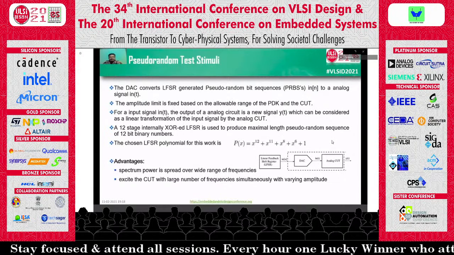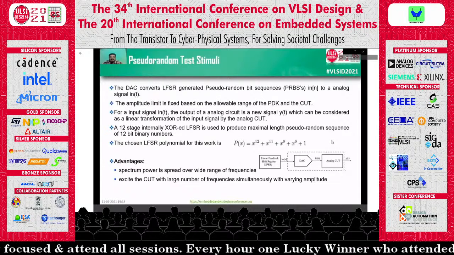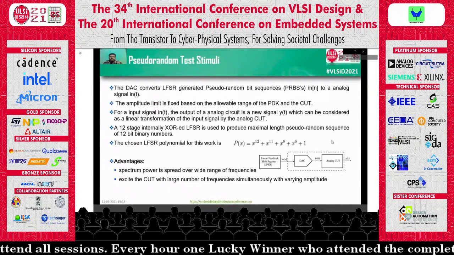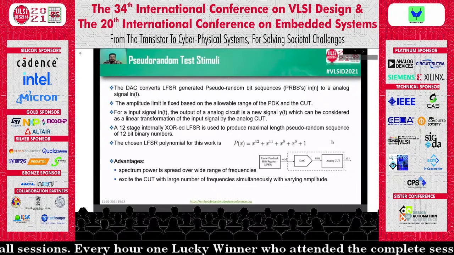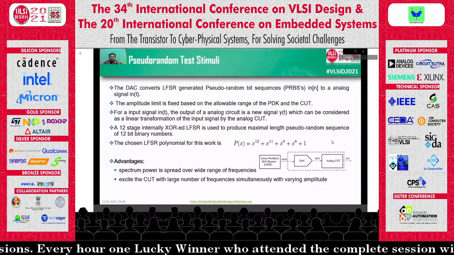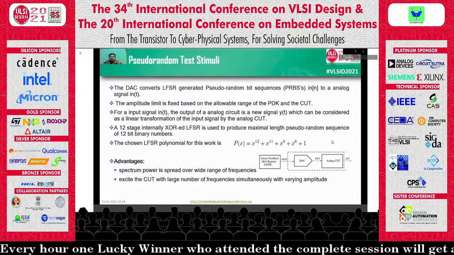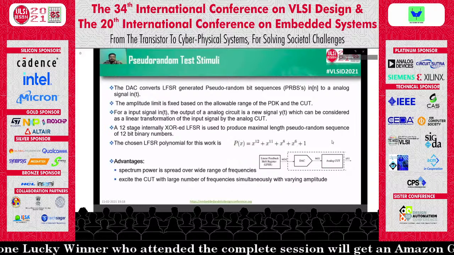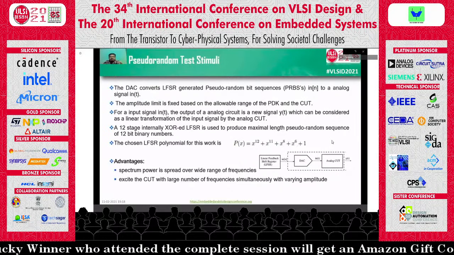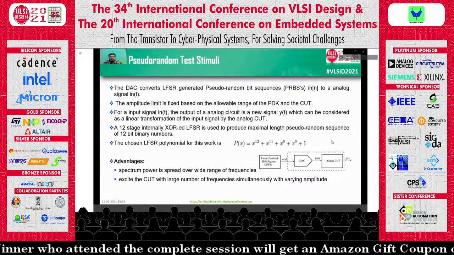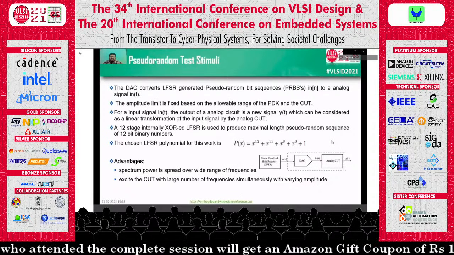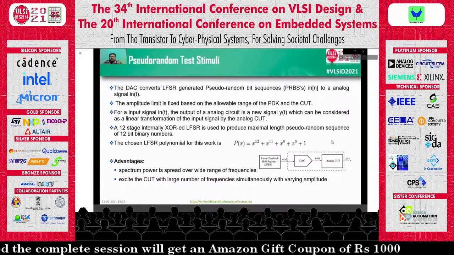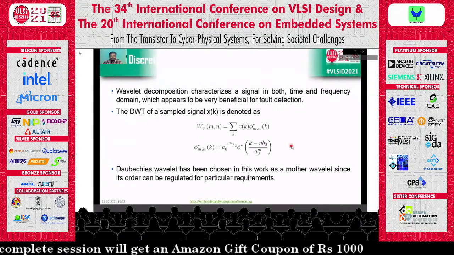There are some advantages of pseudo-random signal. A pseudo-random signal generated from an LFSR has the property of being spread spectrum, which means that the spectrum power of the pseudo-random signal is spread over a wide range of frequencies. Another advantage is that a pseudo-random signal will excite the CUT with a large number of frequencies simultaneously with varying amplitude levels and will thus allow testing to be performed through the outputs of the CUT.